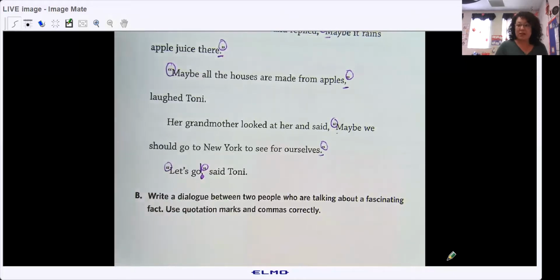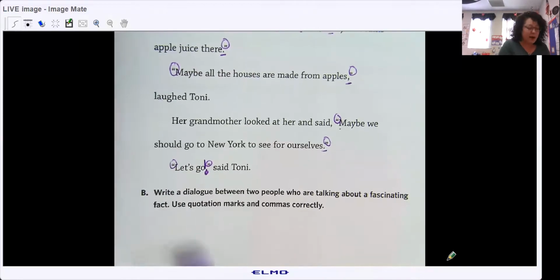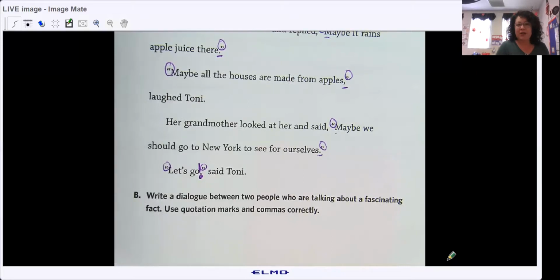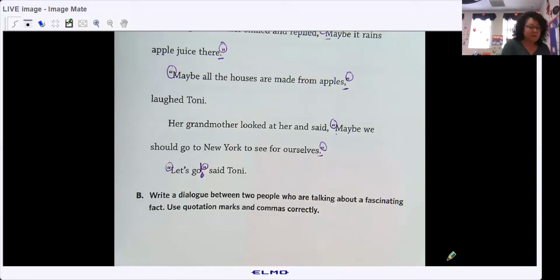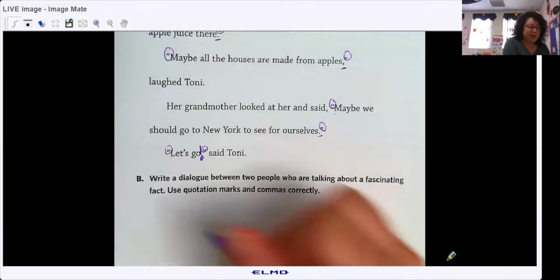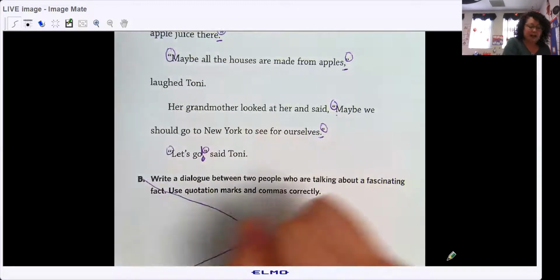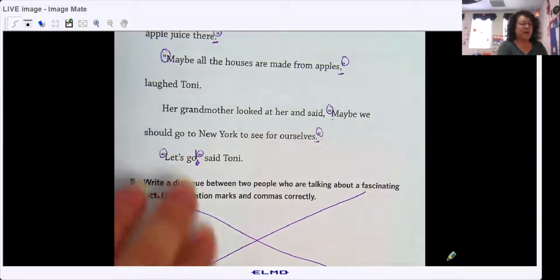Okay, we're going to practice more with dialogue for the rest of the week. Part B says write a dialogue between two people who are talking about a fascinating fact. Well, you know a ton of fascinating facts from writing about all those animals. So if you want some extra practice today, you can. If not, you can mark it out because you're going to have some writing tomorrow.